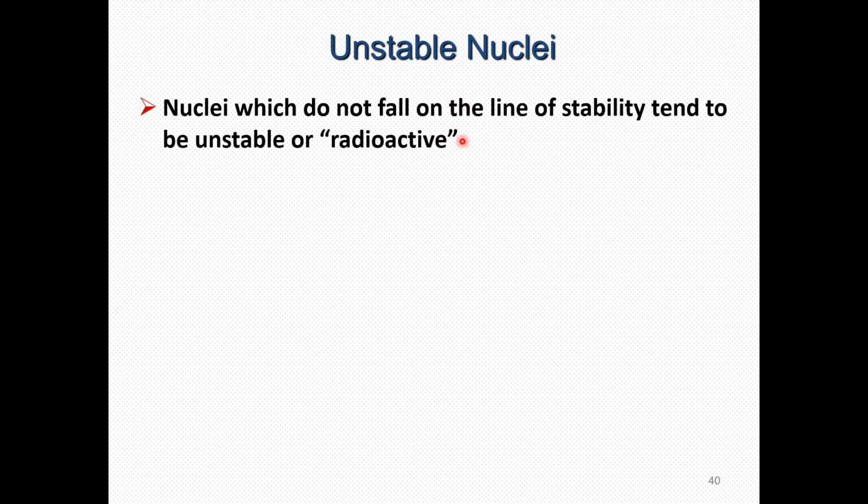What is meant by unstable nuclei? We have nuclei which do not fall on the line of stability and tend to become unstable or radioactive. I mean, by unstable nuclei, we mean those nuclei which do not fall on the stability line, and these nuclei are unstable or radioactive. So what is meant by that? It means that they have a certain period of time called half-life, after which that particular nucleus undergoes a natural decay process or disintegration process. The disintegration starts in that particular nucleus. So that's why we call it unstable nuclei or radioactive nuclei, and they are also called radionuclides.